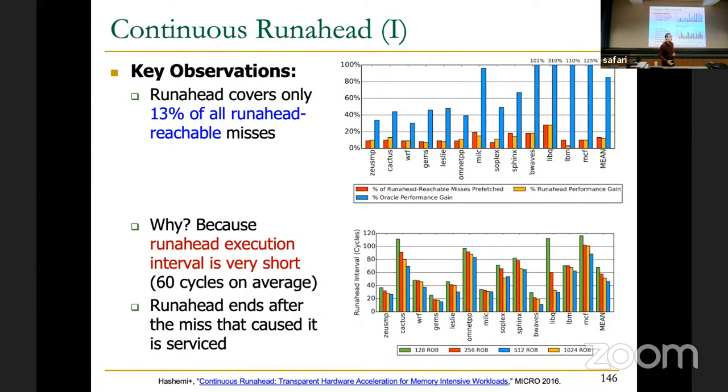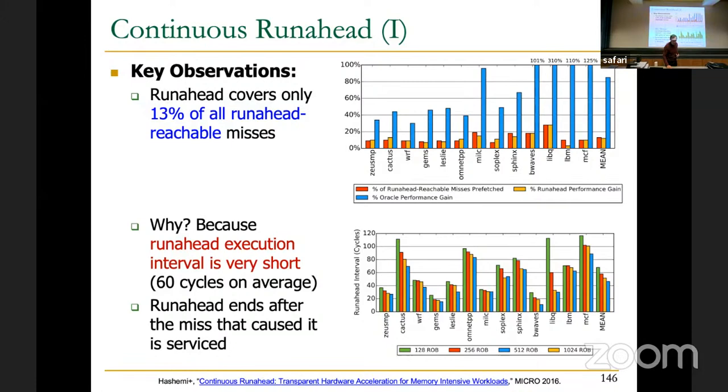So whenever you get a cache miss, it doesn't always go all the way to memory. On average, it's 60 cycles, for example, with a quite aggressive instruction window over here. Which means that run-ahead ends after the miss that causes it is serviced. Even then, it buys reasonable performance, as you can see over here.